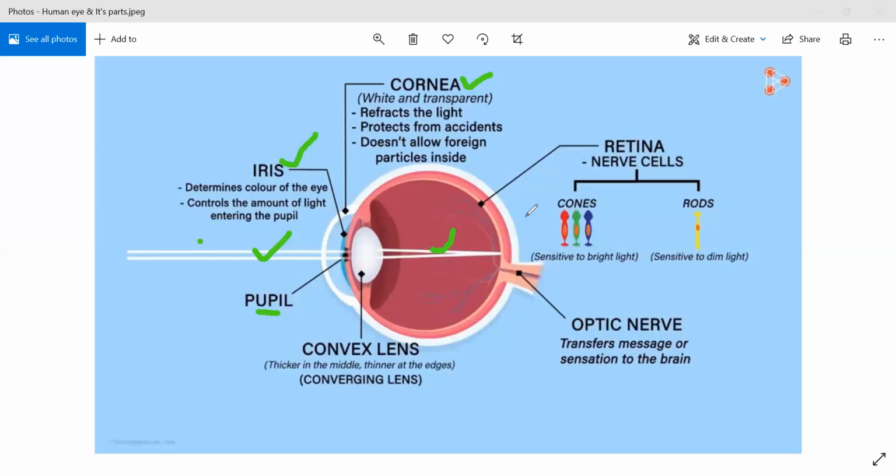Okay, so these are all the functions of the different parts of the human eye, isn't it? So in the upcoming classes, we will study the power of accommodation, defects of vision and their corrections.